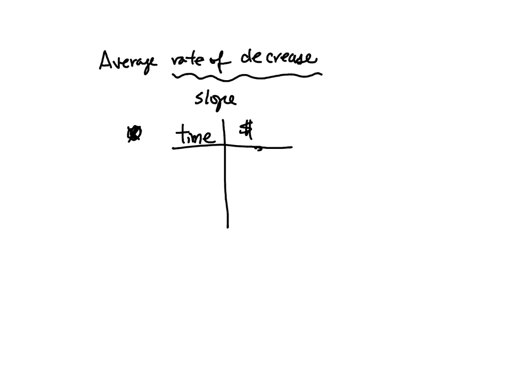So we know that we start off with $2,350. That means initially the time is going to be 0, and that's going to be $2,350. And 5 years later, it's only $200 left. This is what we're going to use to figure out the average rate of change or average rate of decrease.